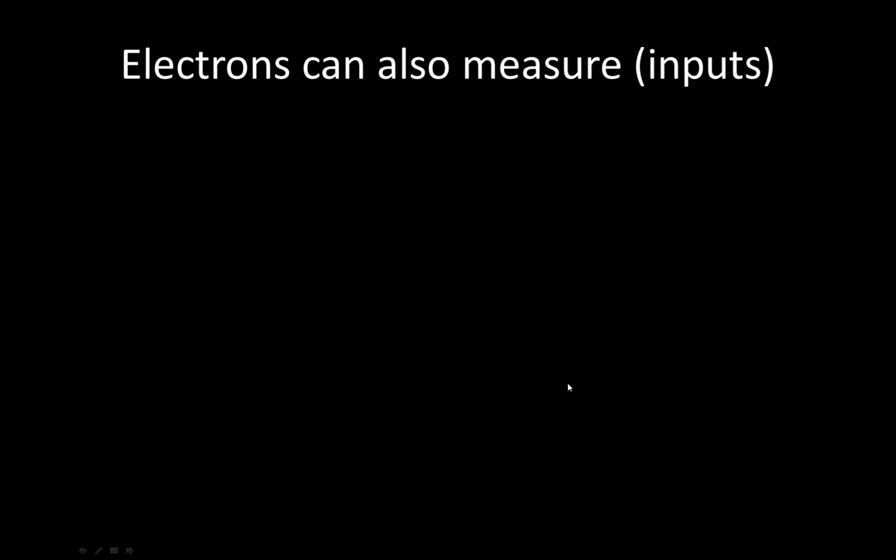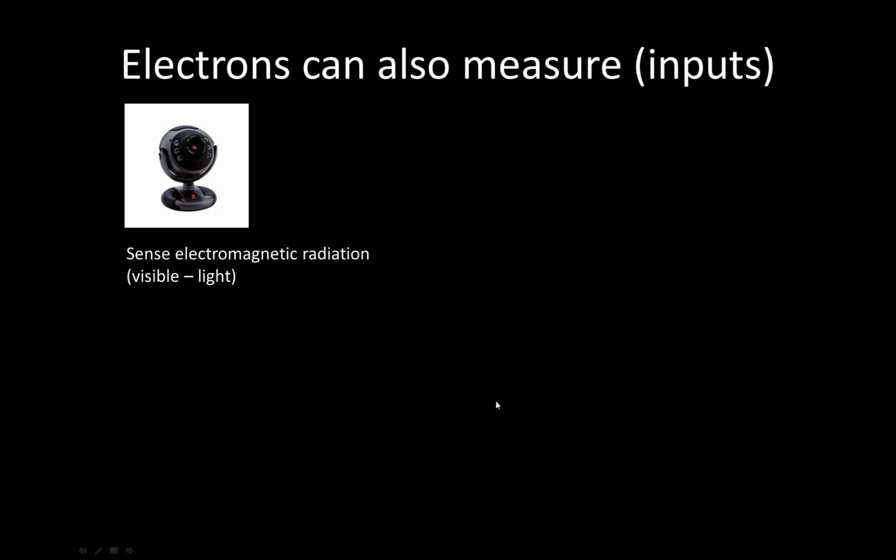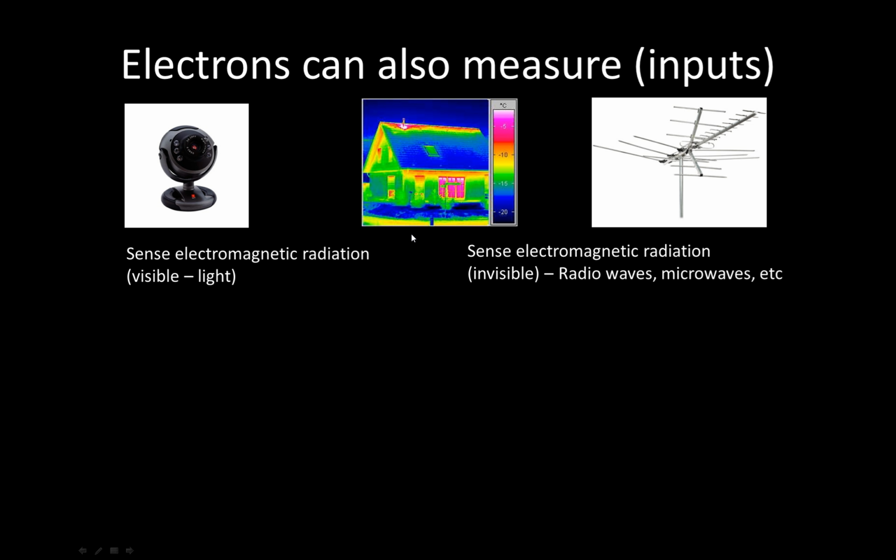They can also measure things, which we could consider to be an input. So in the same way, they can sense electromagnetic radiation. Here's a simple webcam that senses visible electromagnetic radiation. Then they can also sense invisible forms of electromagnetic radiation. So here I have a little infrared image of a house showing different temperatures of different parts of the house, and radio wave antenna set up for TV broadcasts in this case.